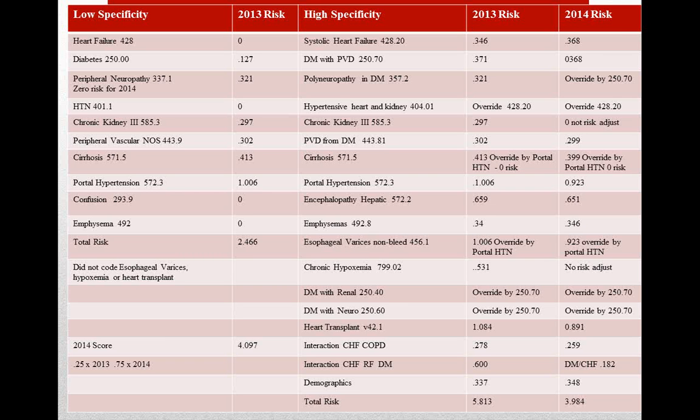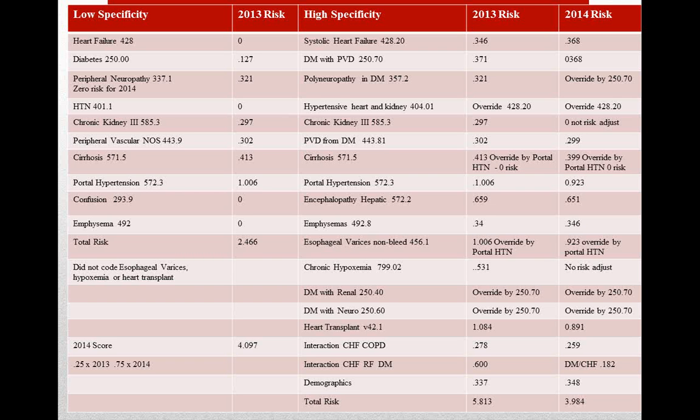Hypoxemia does risk adjust in 2013, so if they're on oxygen, you want to use that. Again, you're going to put your diabetes with renal in because you have your renal disease. You're going to put your diabetes with neuro in because you have neuropathy. But they're only going to be overridden by one. You're only going to get credit for 250.1, 250.3, 250.4, 250.5, 250.6, whatever your complication code is. And remember, heart transplant or any kind of transplant you want to keep in there because you'll get credit for that. Even though it's stable 4 years, you want to do that.